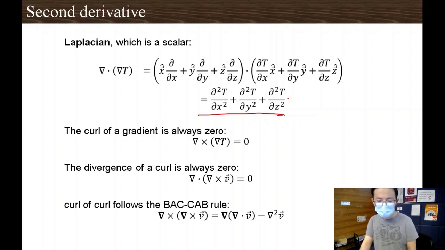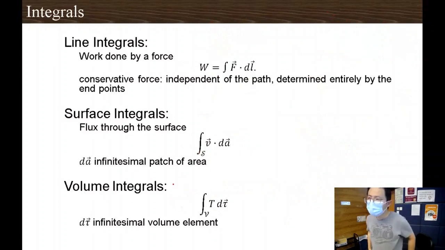And also there are two identities that you are supposed to use later. The first identity is the curl of a gradient is always 0, and the second one is the divergence of a curl is always 0. Okay, now we finished the part about the differentials. Now let's go to the integrals.